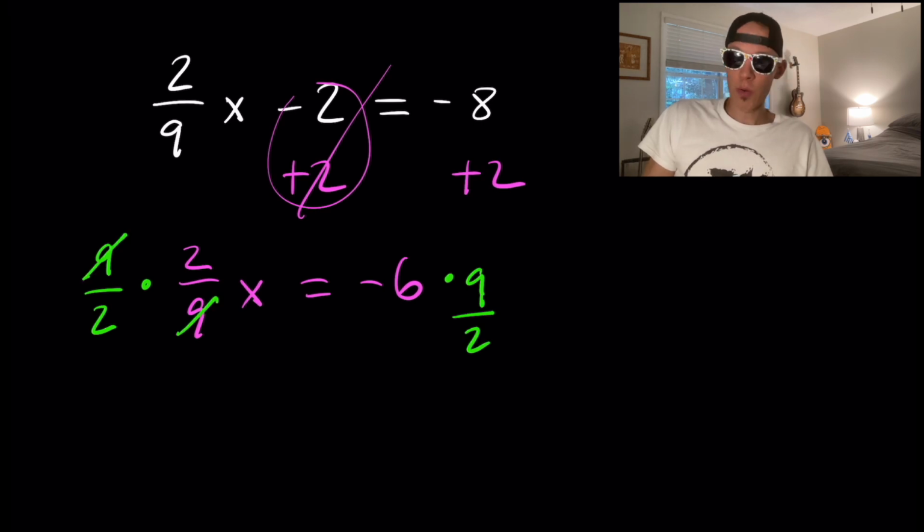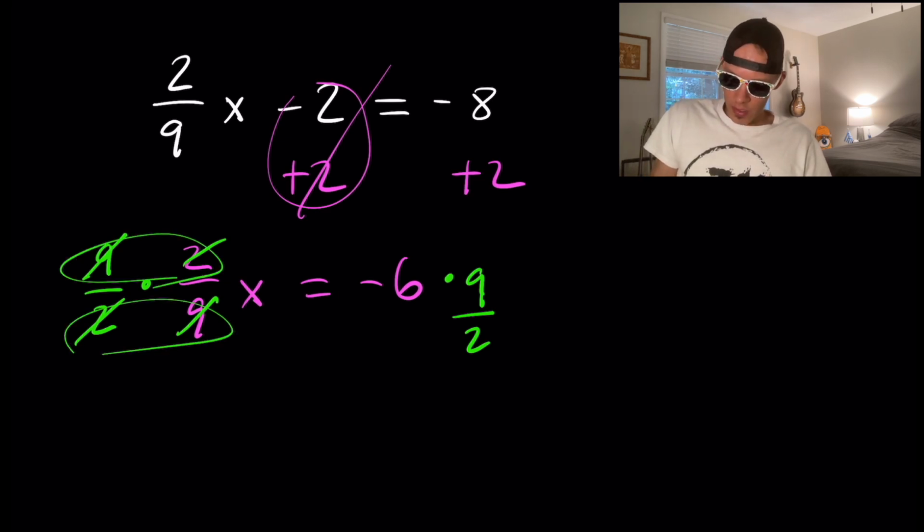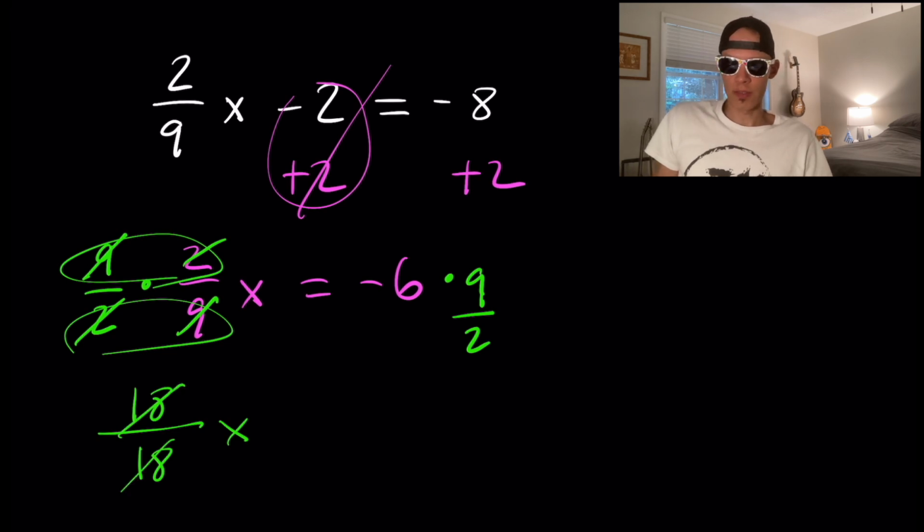These 9s over here will cancel out. The 2s will cancel out. Again, if you don't know why, just multiply the numbers first. 9 times 2 is 18. 2 times 9 is 18. And then times x. And 18 over 18 is just 1. So they'll cancel out eventually if you do it that way as well.